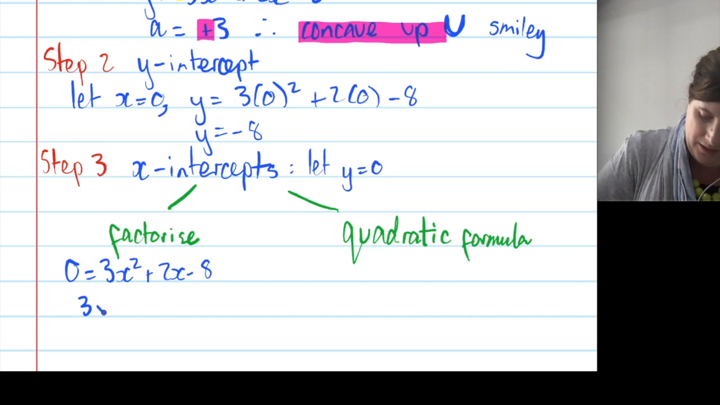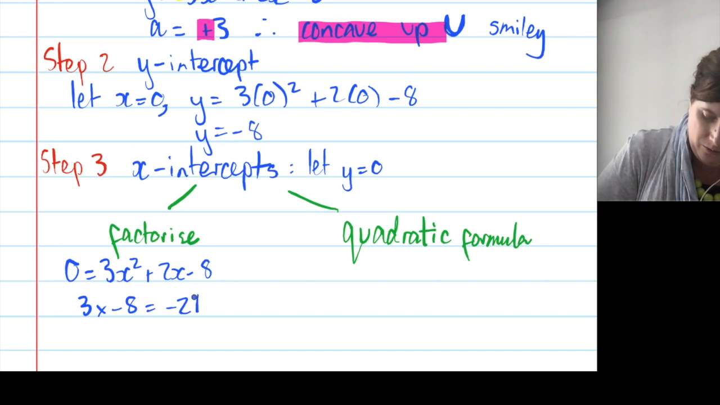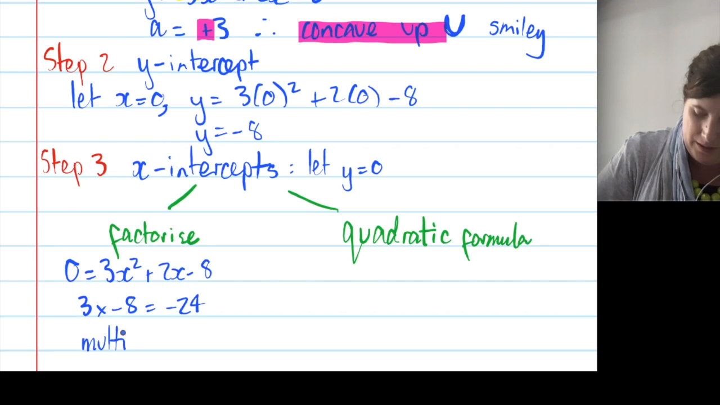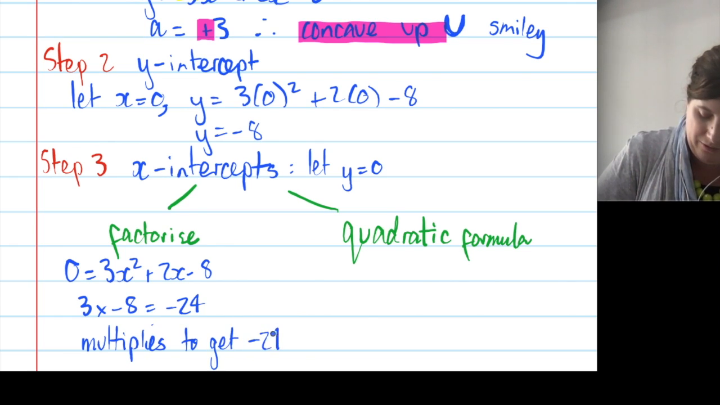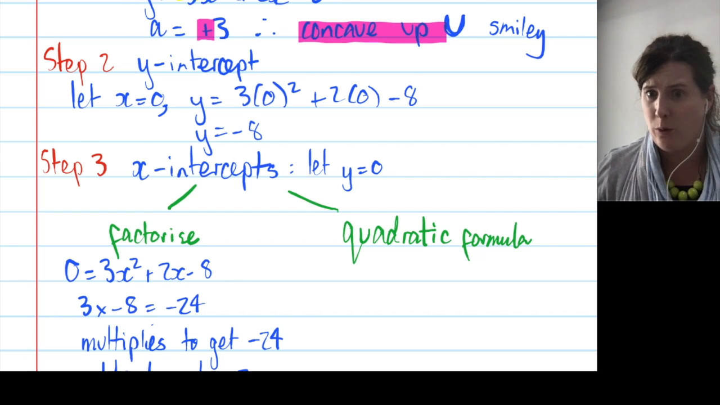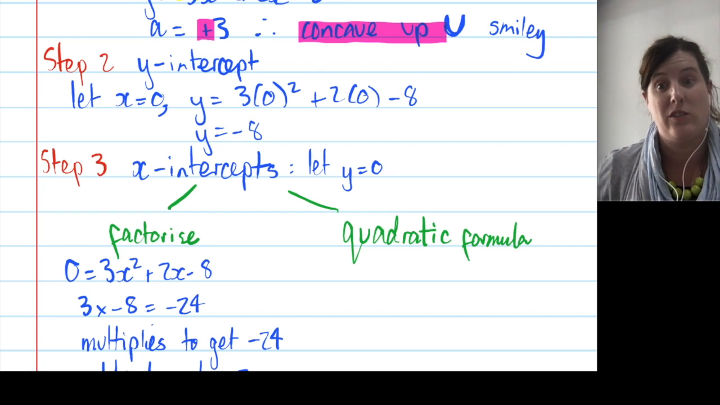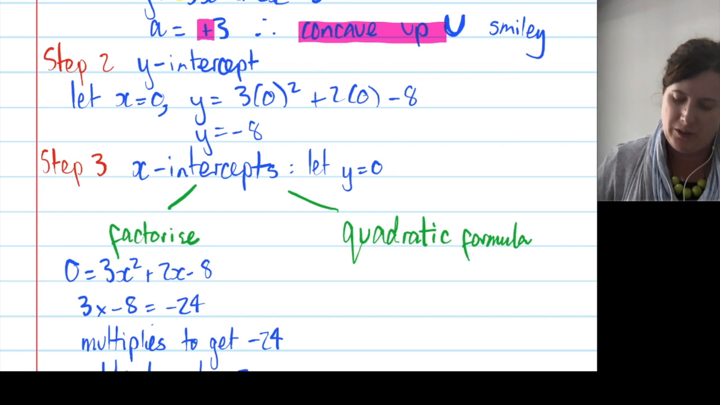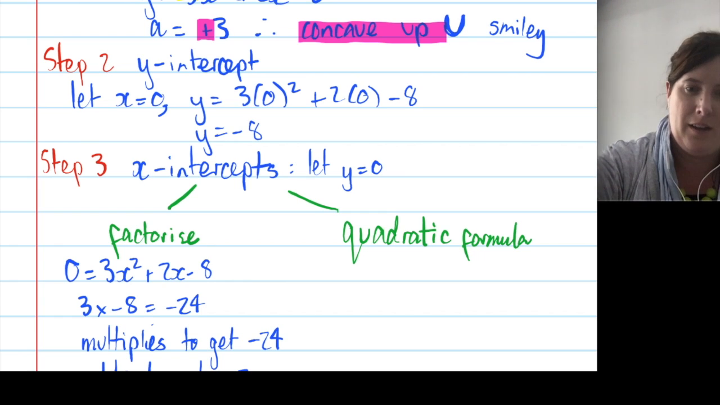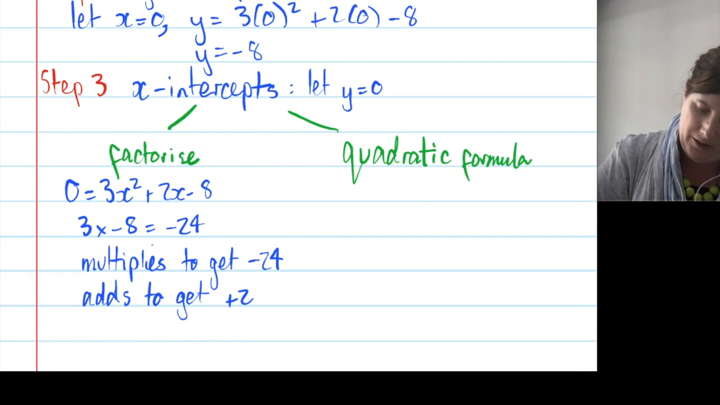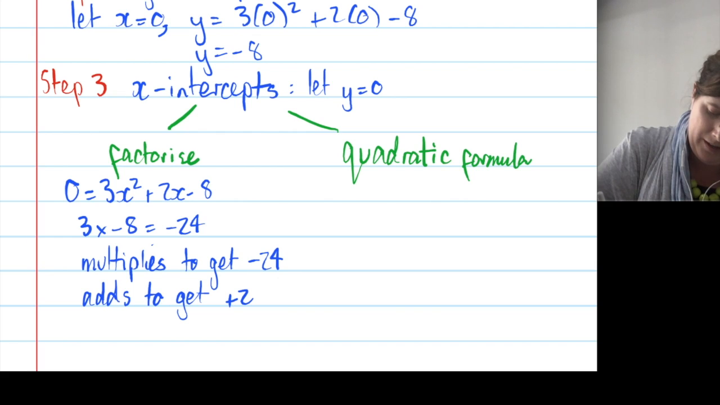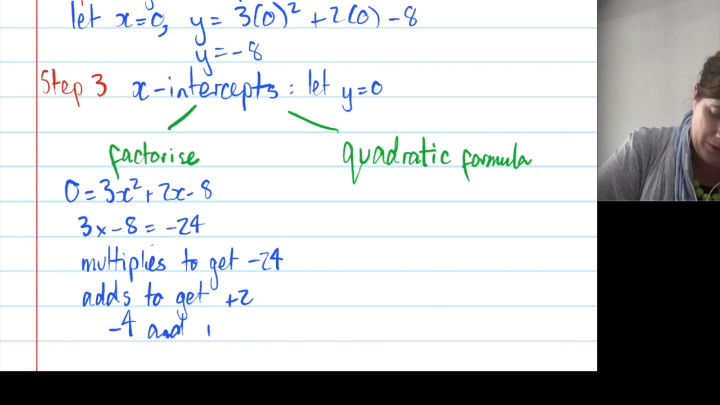I know 3 times negative 8 equals negative 24. We want whatever multiplies to get minus 24 and adds to get positive 2. Straight away I'm thinking 4 and 6. 12 and 2 is not going to do anything for us. 3 and 8 is not going to do anything for us. 1 and 24, way out. 4 and 6, I want positive 2, so 6 has got to be positive. Negative 4 and positive 6.